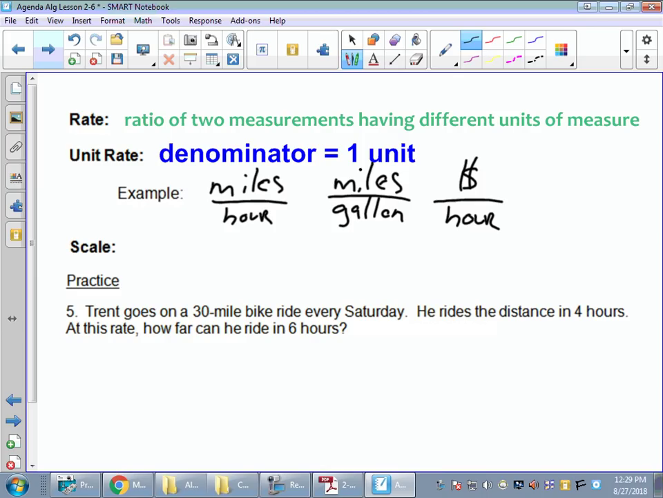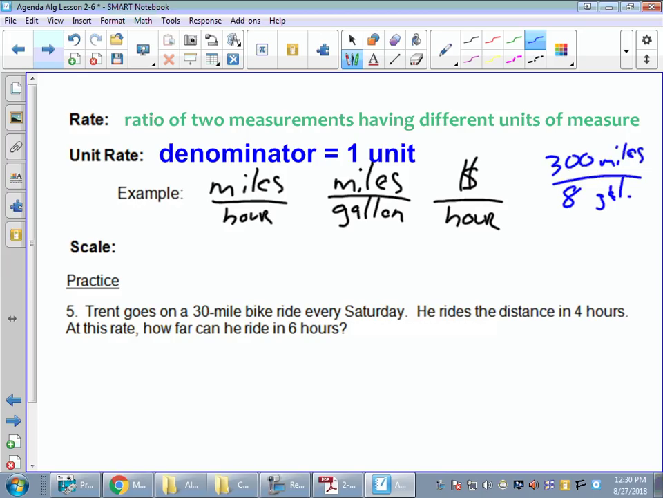Okay. And along those lines, you could figure this out with a ratio. Let's say you were driving in a car and you were able to travel 300 miles on 8 gallons of gas.